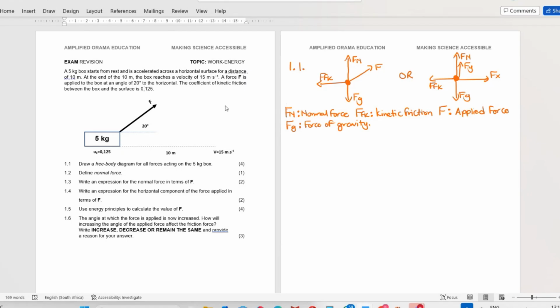1.2 says define normal force. I'm just going to write this here so that I save the space on the right-hand side for calculations. Normal force is a perpendicular force exerted by a surface on an object in contact with it.